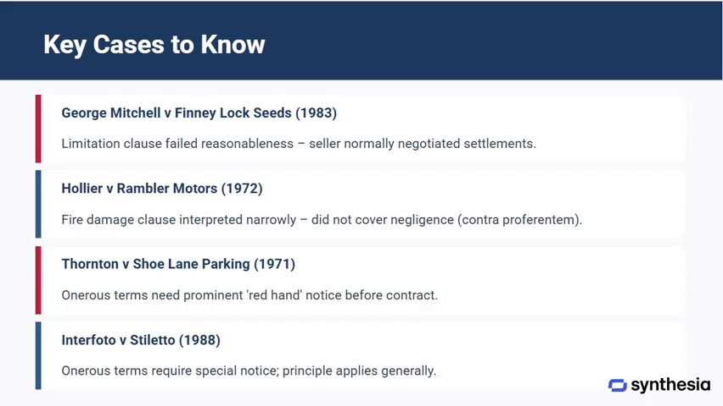Memorize these 4 cases and their principles. George Mitchell shows reasonableness in practice. Hollier shows narrow interpretation. Thornton and Interfoto show notice requirements for harsh terms.